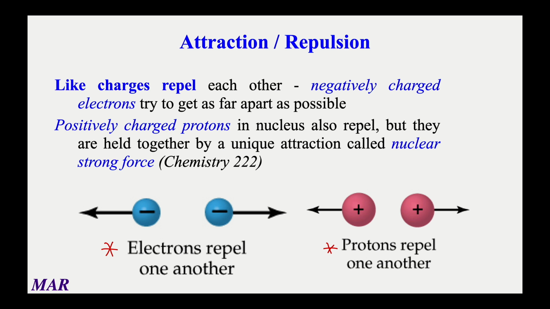But there's also another type of force here. It's called the nuclear strong force. We'll talk more about that in Chemistry 222. But the nuclear strong force also helps keep those protons next to each other. But anyway, for our conversation right here, like charges repel. So electrons and electrons get away from each other, protons and protons get away from each other, but opposites attract, so positives to negatives. Cool.